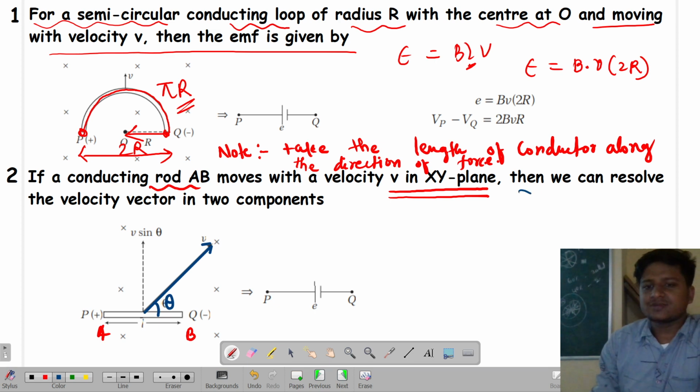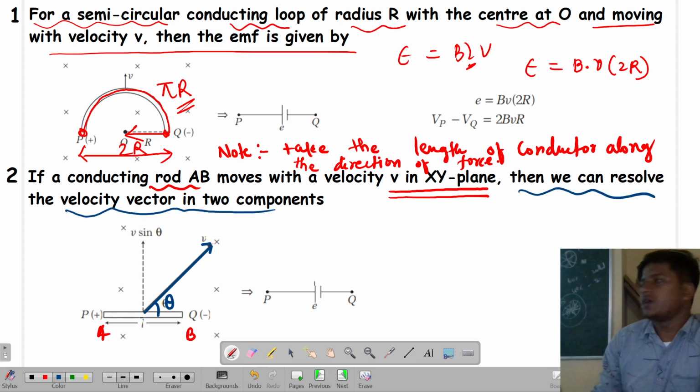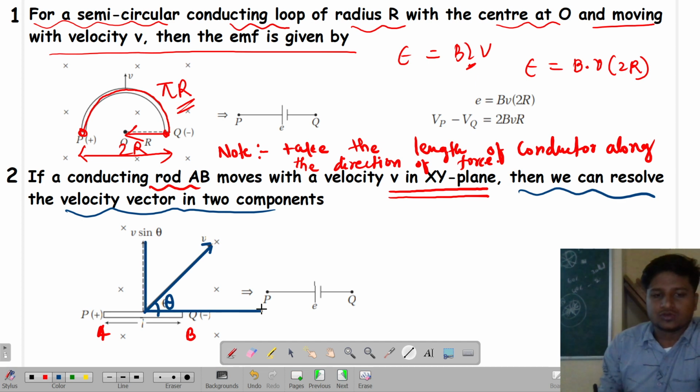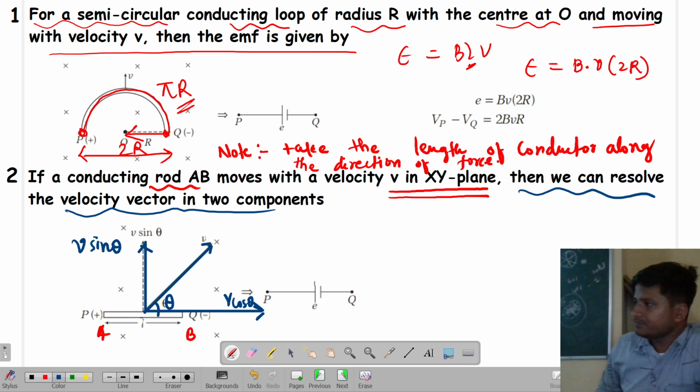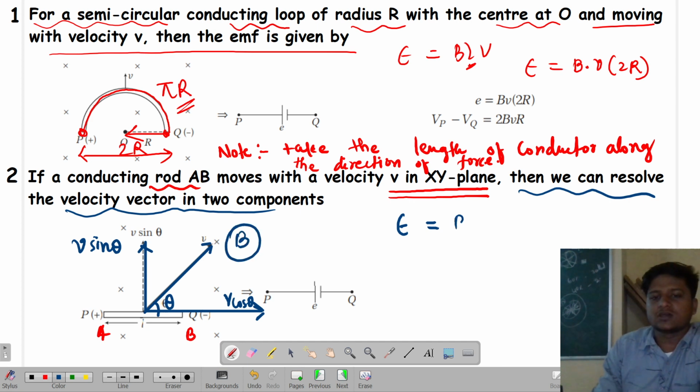Got it? Now, if you have such a velocity, you will have to take two velocity components: one along the length, which will be equal to v cos theta, and one perpendicular to the length, which will be equal to v sin theta. Got it or not? Now, when you write the equation for the EMF, what is the net EMF that is generated? Here also the magnetic field is going to be B. Yes or no? Magnetic field is B. Length of the conductor, let us consider it to be L.